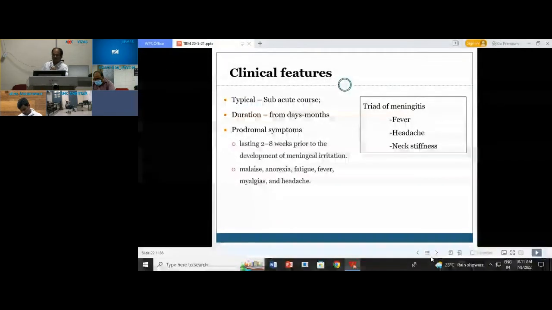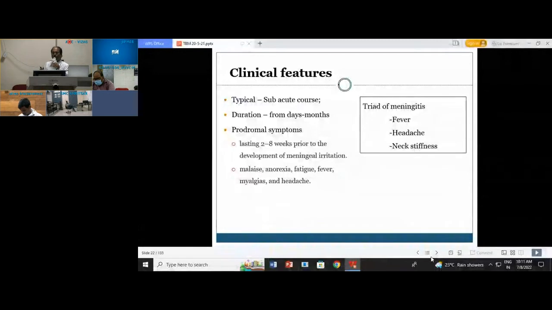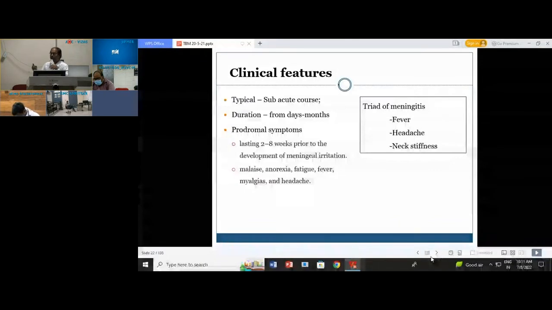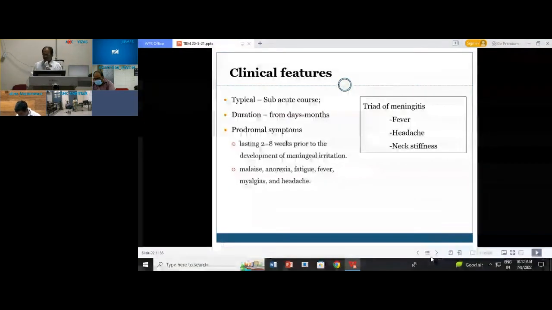Here, the patient typically presents with a subacute course, whereas bacterial meningitis usually presents with acute onset of fever, headache, vomiting, like that. Here, the onset is subacute, from days to months, and they have prodromal symptoms lasting 2 to 8 weeks prior to the onset of meningeal irritation. Those are malaise, anorexia, fatigue, fever, myalgias, and headache.